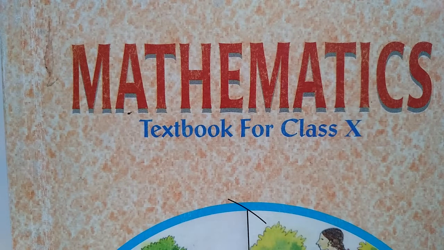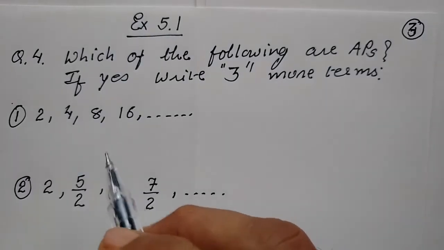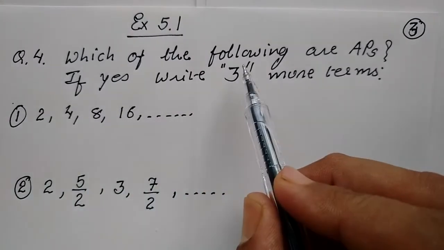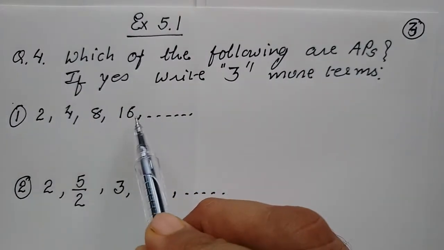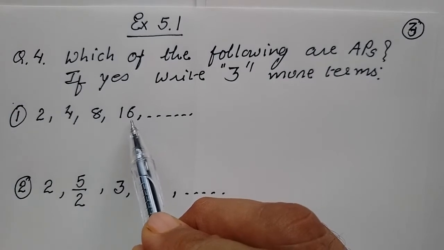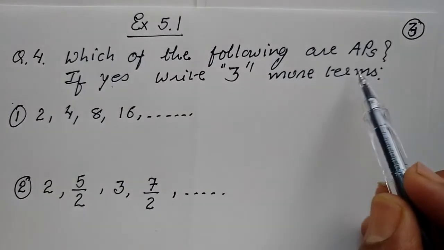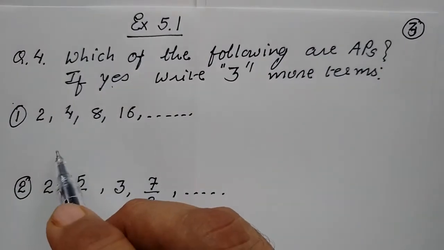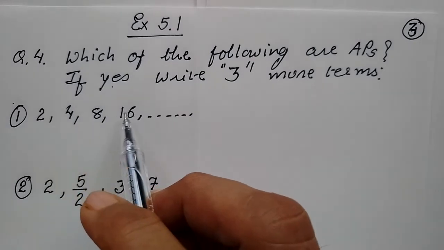Okay children, so let us begin our exercise 5.1, question number 4. So children, here the question is: which of the following are APs? Here a list of numbers is given. You have to decide whether it is an AP or not. If yes, then write 3 more terms. Children, first you observe it. You can say that it is not an AP.